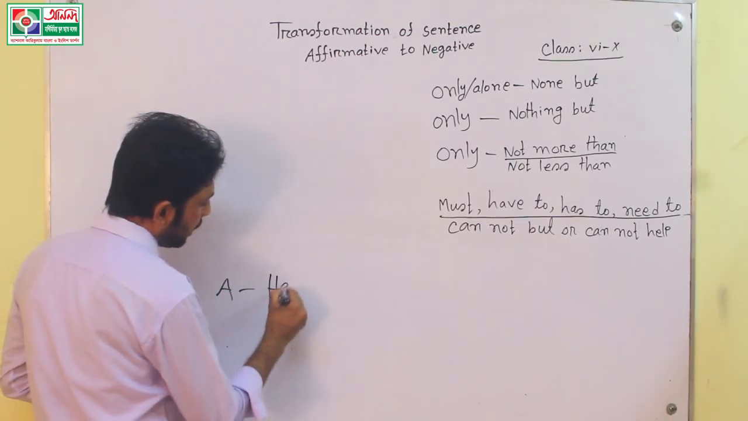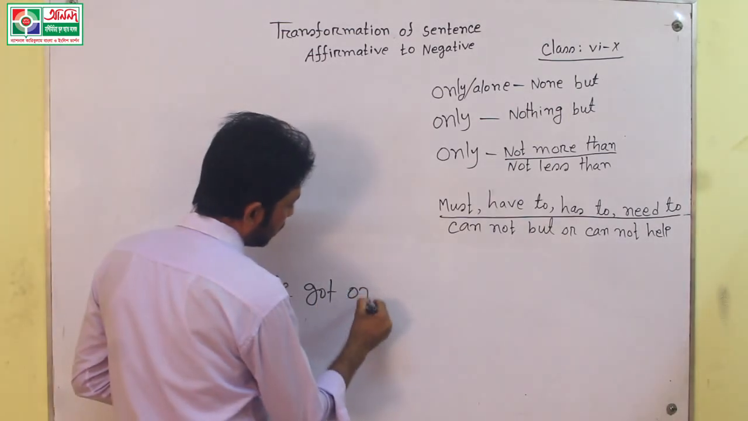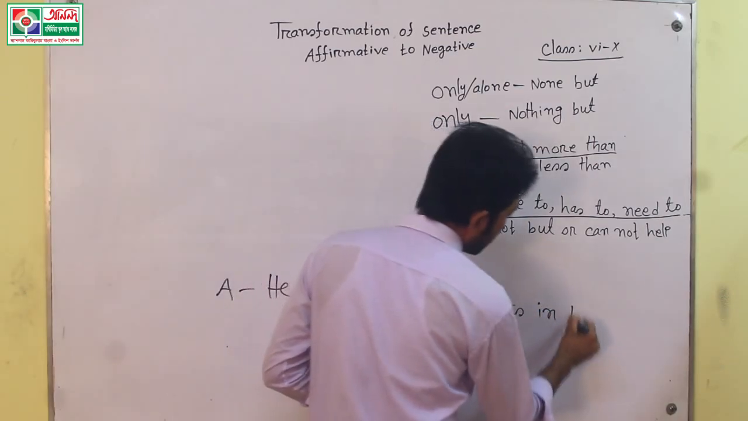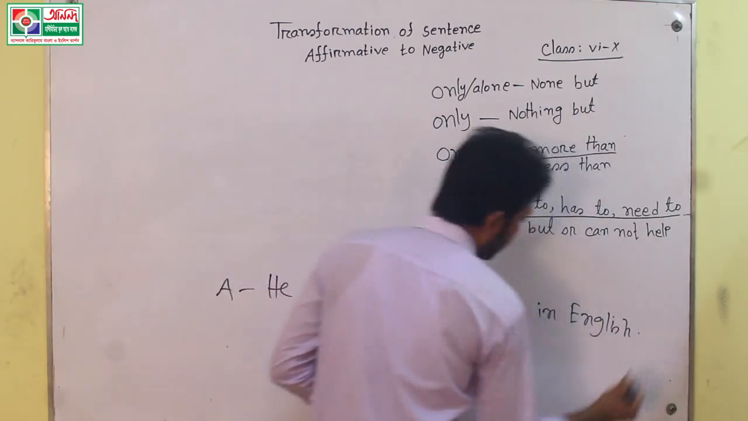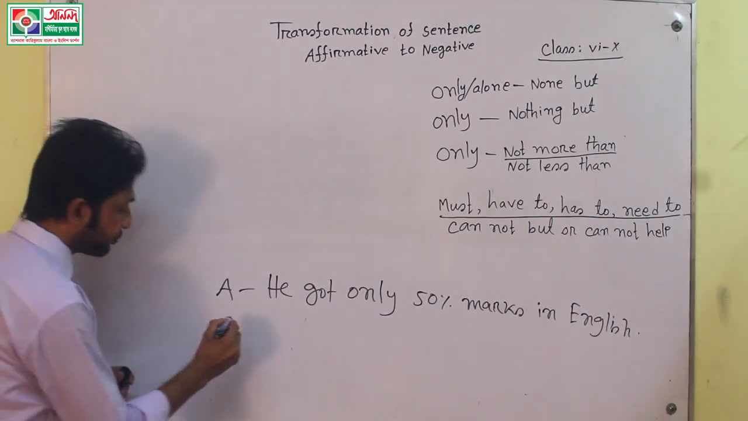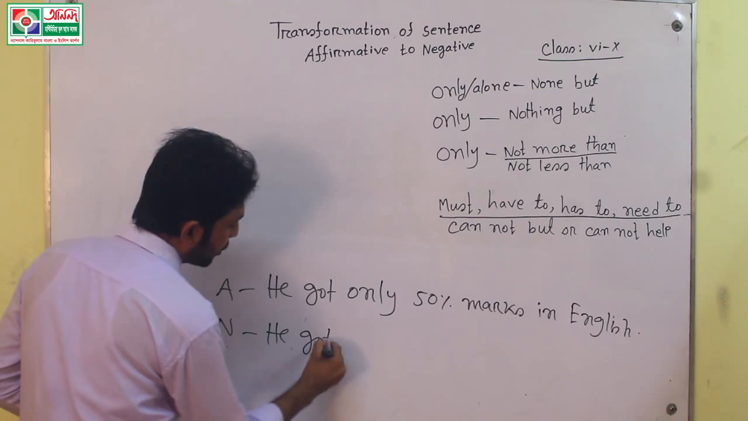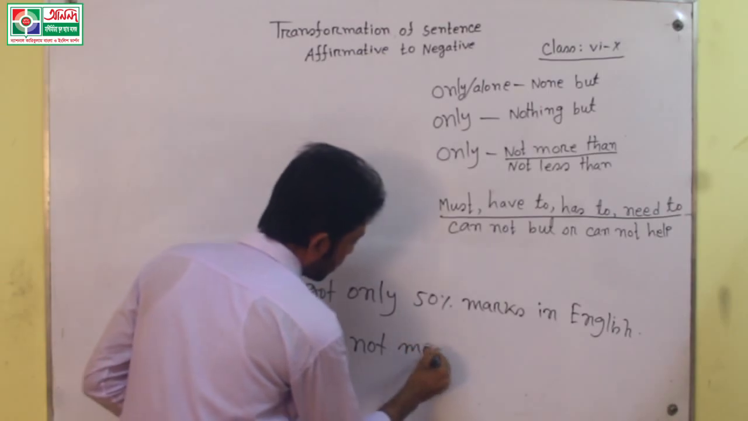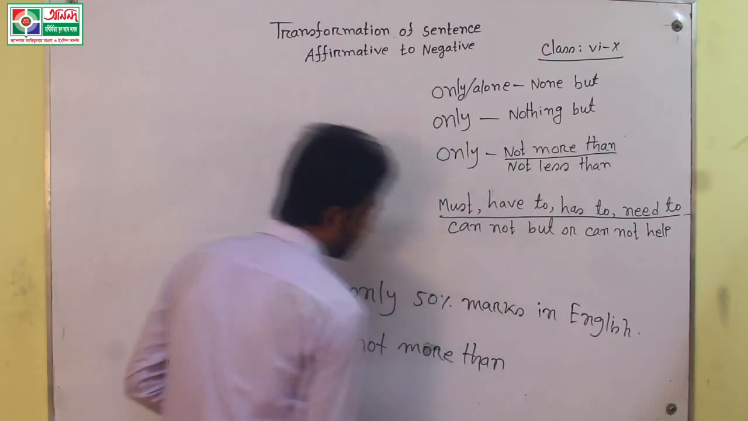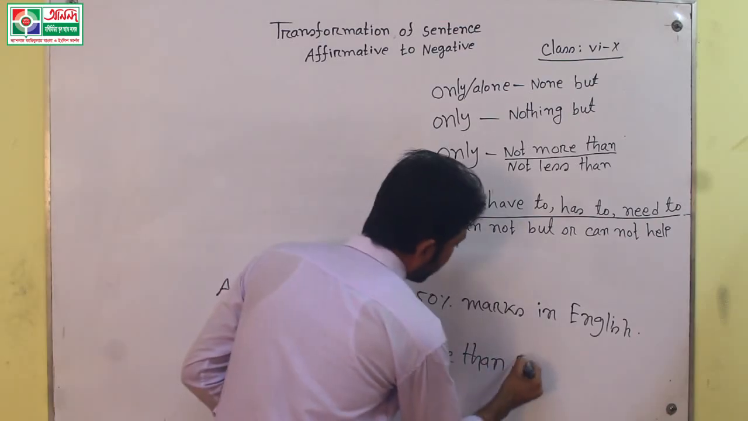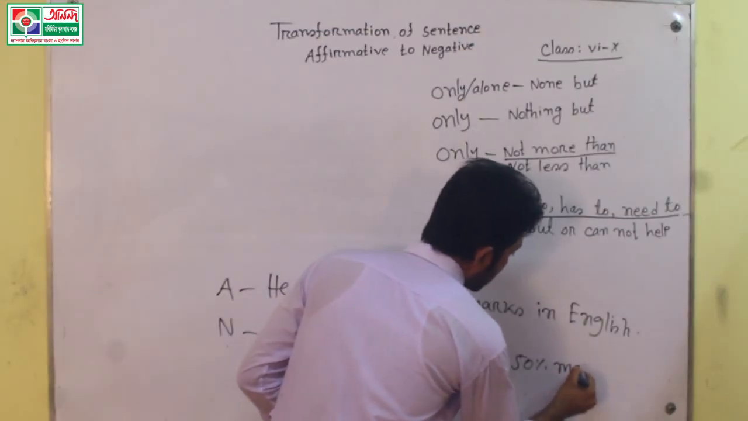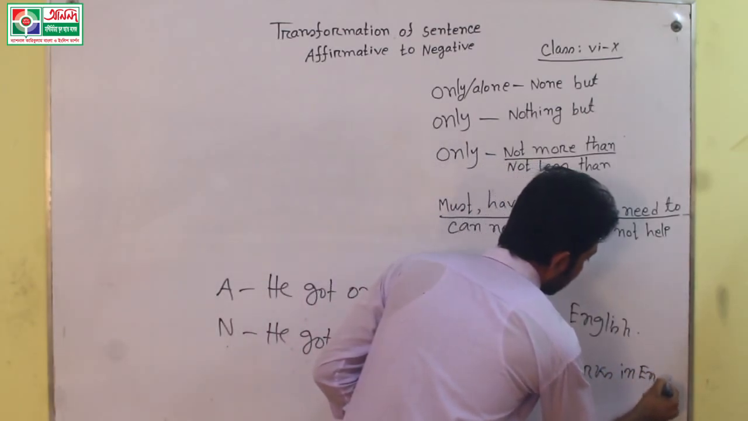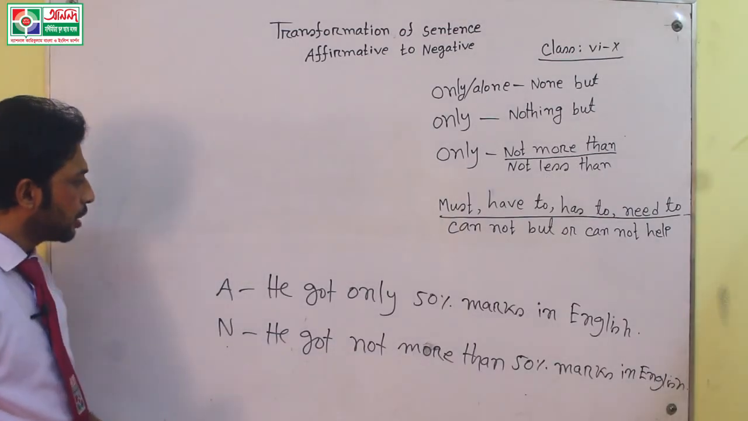Affirmative. He got only 50% marks in English. Okay? Negative. He got not more than or not less than 50% marks in English. Okay? Look at the example.